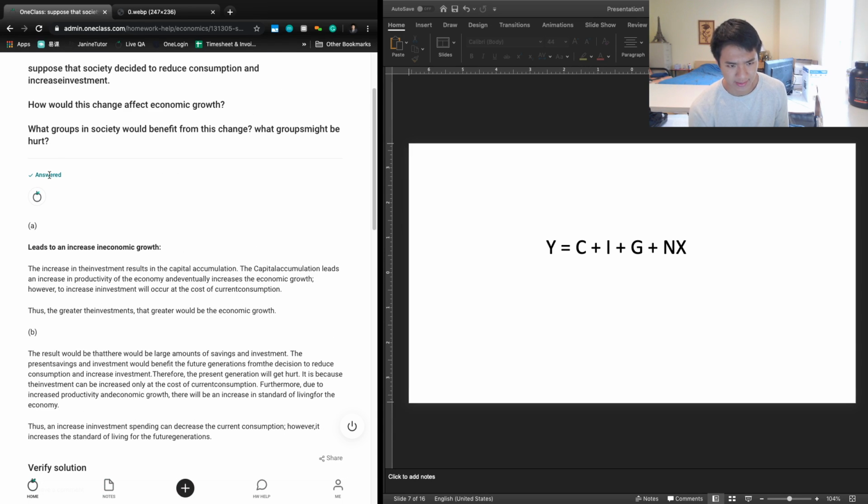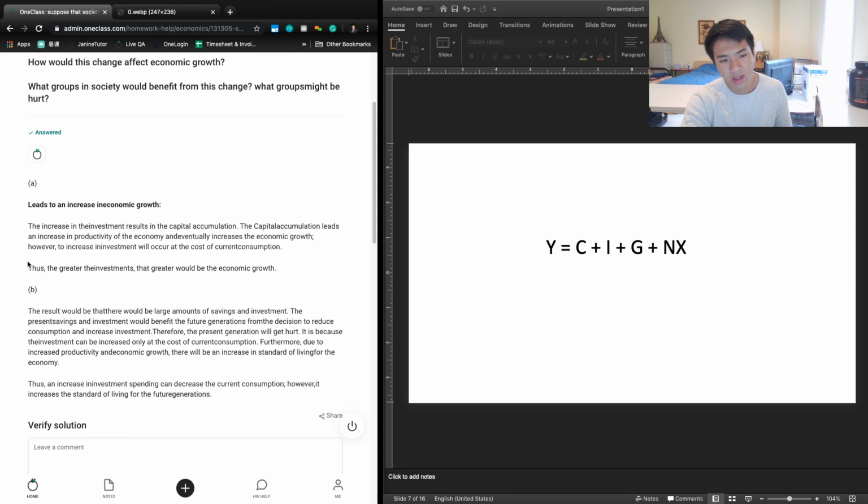So A says it leads to an increase in economic growth. Increase in investment results in capital accumulation. Capital accumulation leads to an increase in productivity of the economy and eventually increases economic growth. However, to increase investment, that will occur at the cost of current consumption. Thus, greater investments would lead to greater economic growth. So yeah, that's the relationship. More investment is more growth.